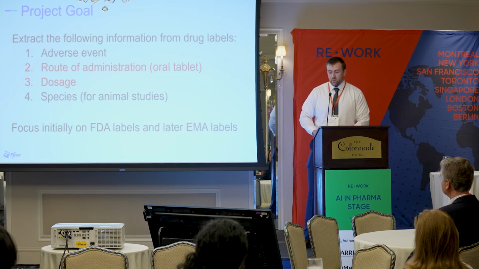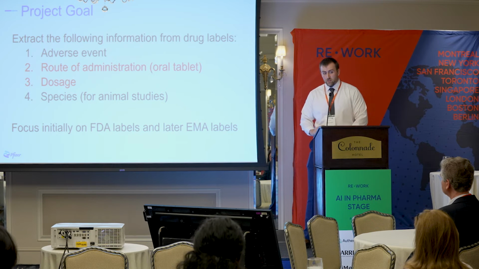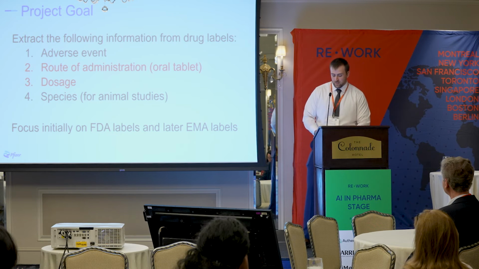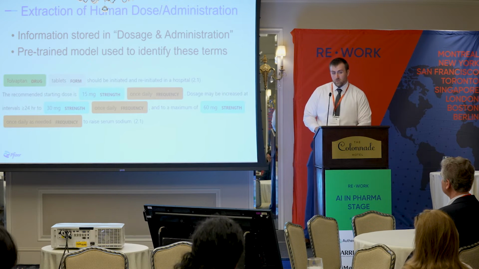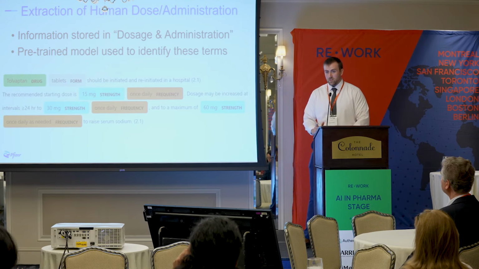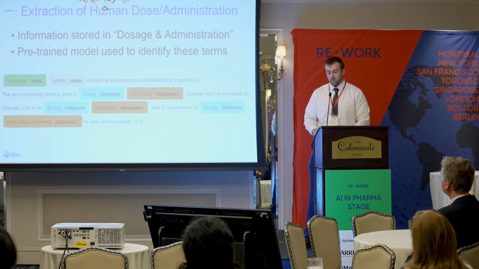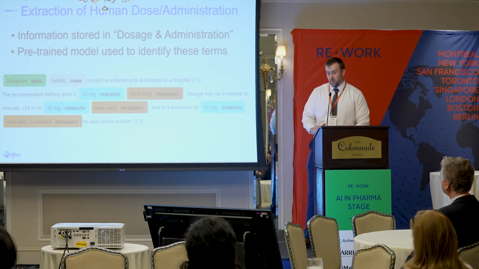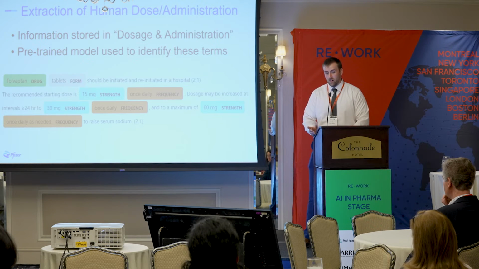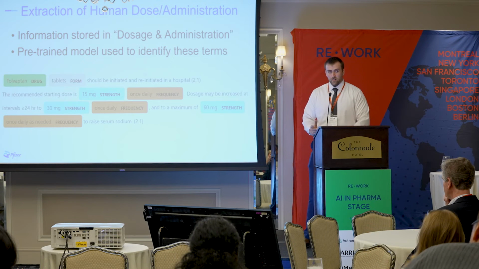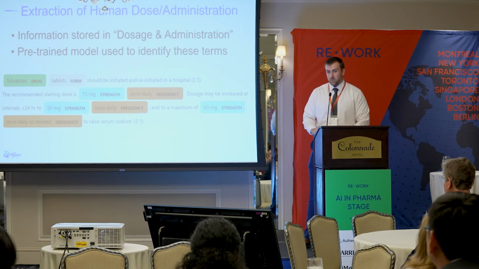Moving to a different project goal, specifically we wanted to look at the route of administration, such as an oral tablet, as well as the dosages that these adverse events occurred in. What we used is a pre-trained model specifically for named entity recognition. In this case, all this information was stored within the dosage administration sections. As you can see, we have our drug, tolvaptan, and its form, tablets, automatically recognized within the text. And if we look down further, we can see that we have several different strengths, dosages, and frequencies that we can link together in much the same way we did the laboratory measurements and the modifiers.